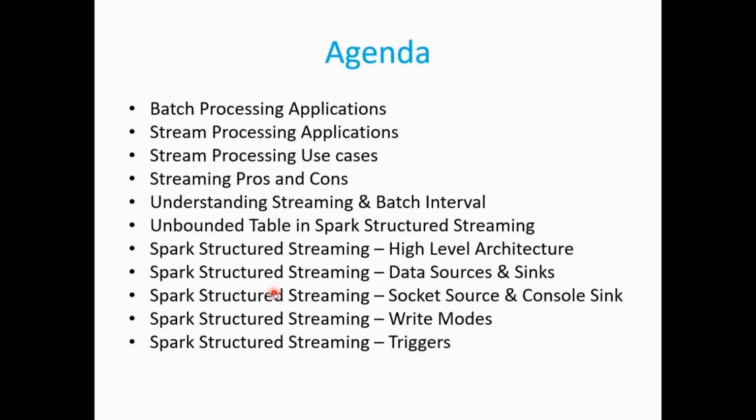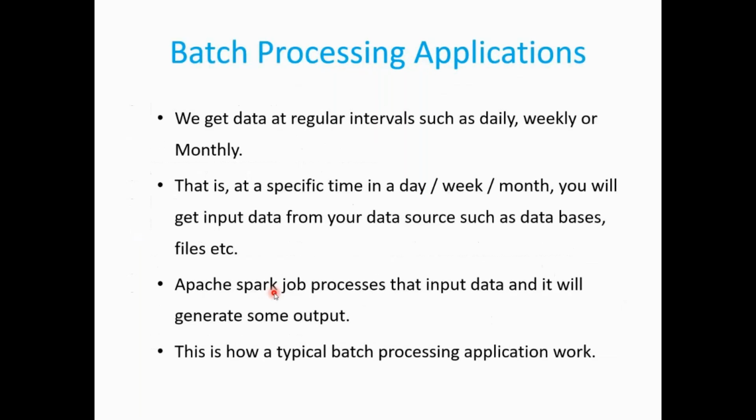Now we will try to understand what is the main difference between batch processing applications and stream processing applications. In batch processing applications, we get the data at regular intervals of time, such as on a daily basis, or on a weekly basis, or on a monthly basis. So there is a specific time in a given day. Let's say you might get the data at 11 p.m., any time. You may get the data at 11 p.m. in the night, or on a weekly basis, let's say on every Sunday, or on a monthly basis, let's say on the 15th of every month.